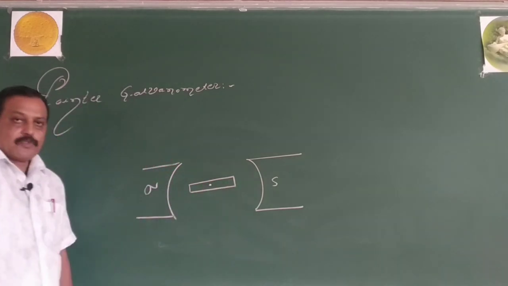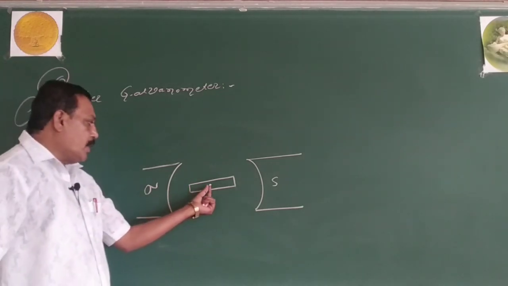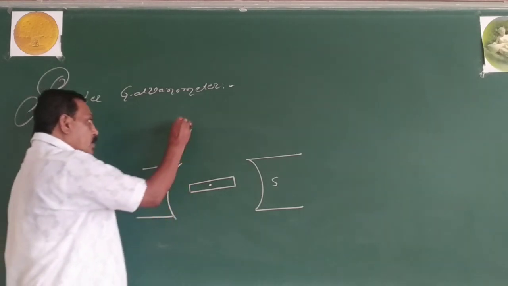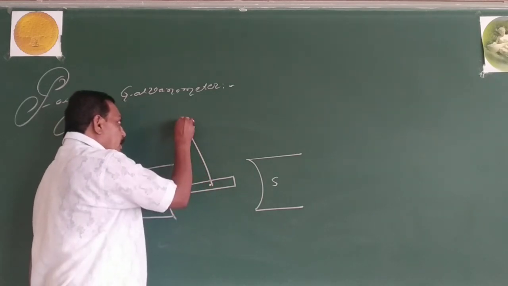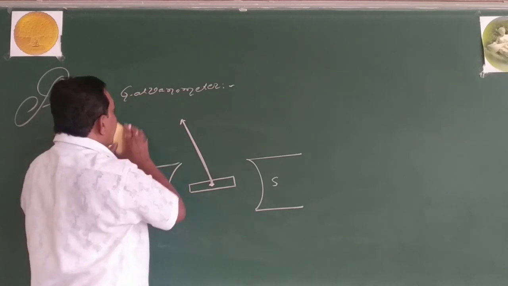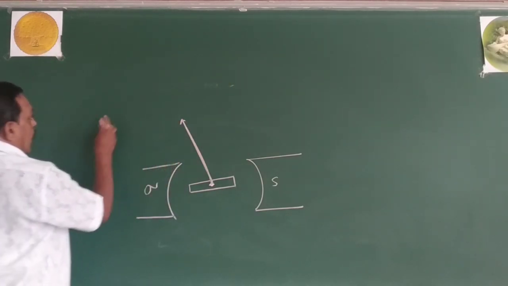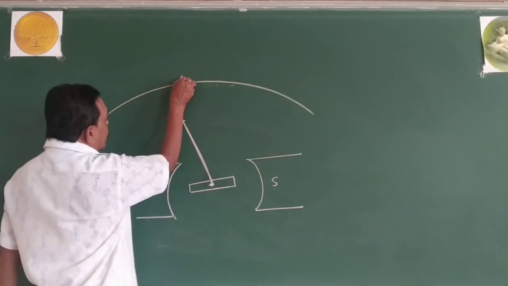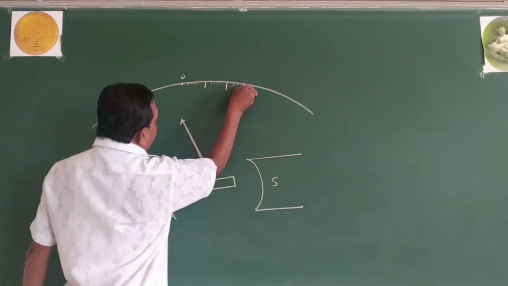The bearings which are used for jewelry, minute in size, are called jewel bearings, and the coil is fixed with their help. A pointer is attached to the coil. And there is a graduated scale. The scale which is marked is called a graduated scale. Center 0, and there are divisions on both sides.